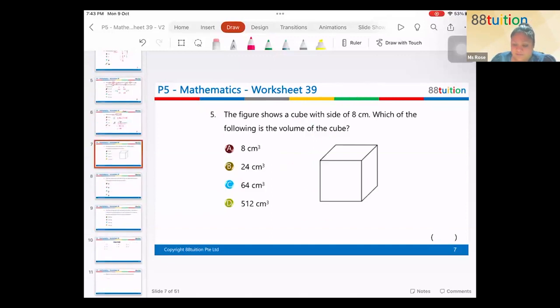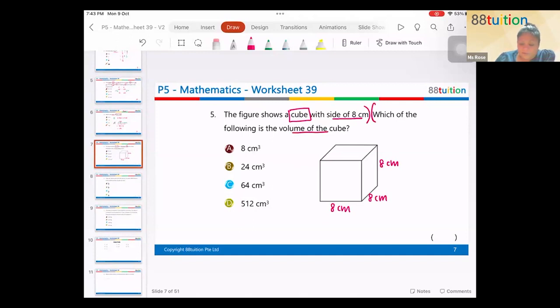Now, question 5. The figure shows a cube. It shows a cube with side 8 cm, 8 cm, and 8 cm. Which of the following is the volume of the cube?